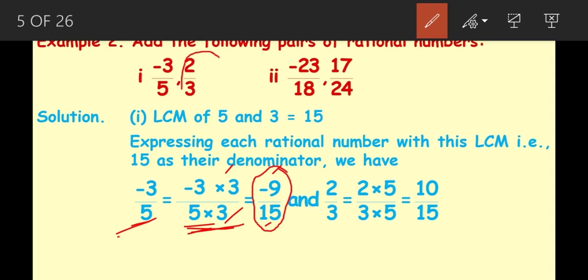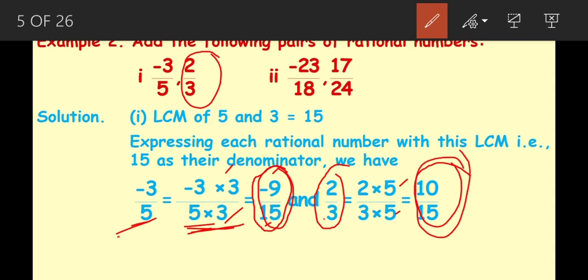What is the second rational number? 2 by 3. What is the denominator? 3 is there. We want to make it 15 by multiplying with 5. I can multiply both numerator and denominator with 5. So then we will get 2 fives are 10, 3 fives are 15. Now we have minus 9 by 15, that is the first rational number, and 10 by 15, the second rational number.